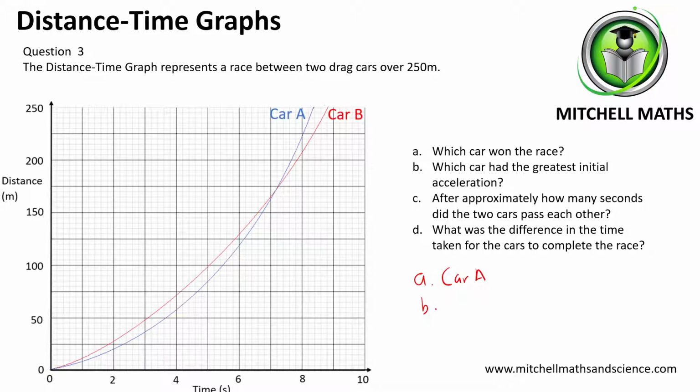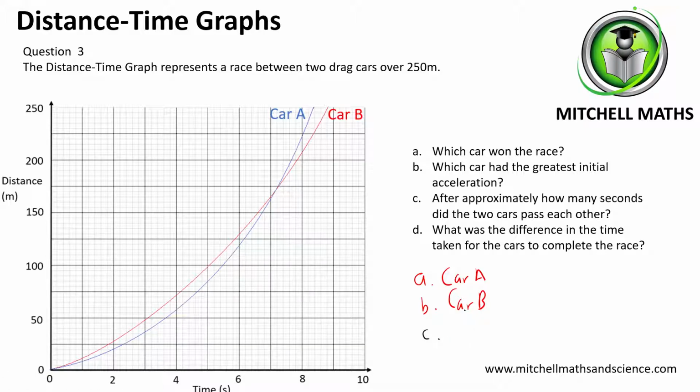Which car had the greatest initial acceleration? So initial acceleration means the acceleration off the line. If we look at car B on the graph, we can see initially car B pulled into the lead, which means off the line, the initial acceleration of car B was greater than the initial acceleration of car A. So that'll be car B.